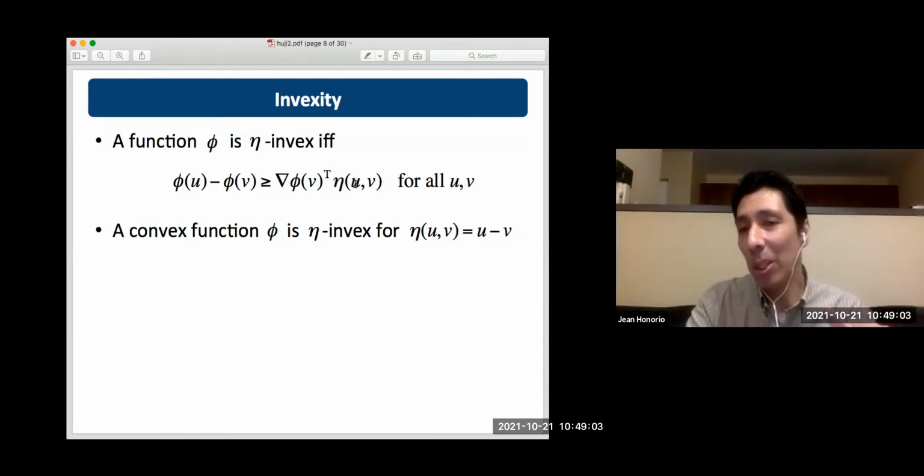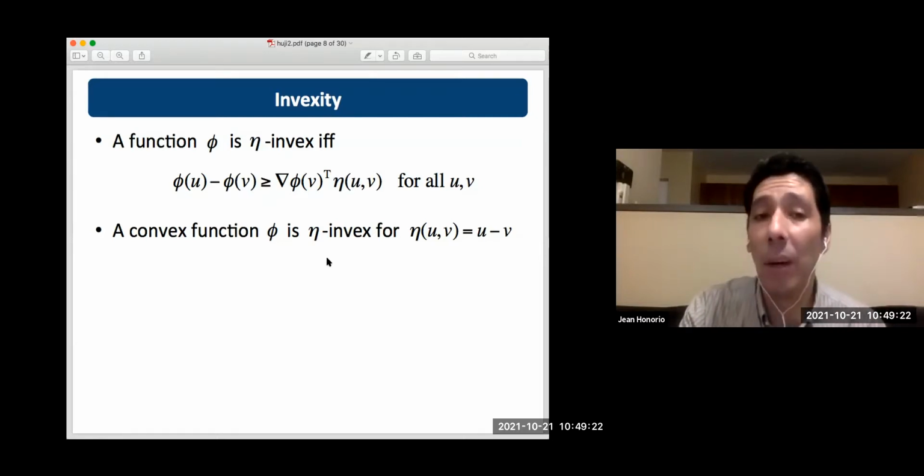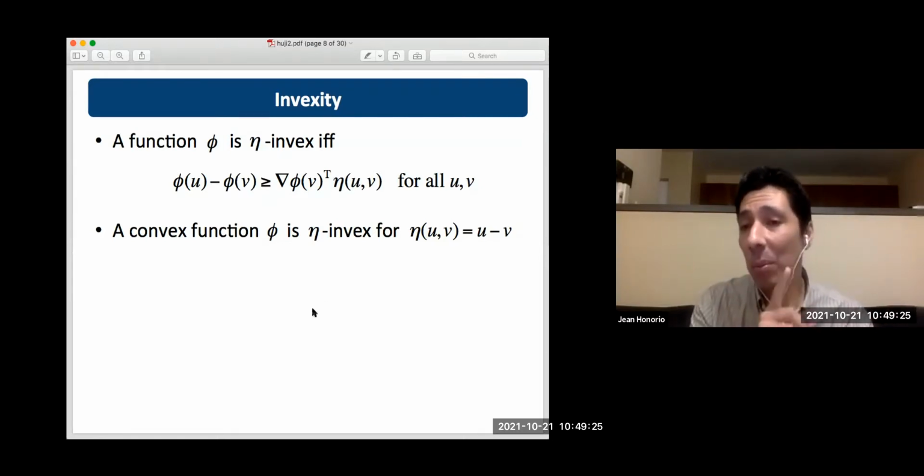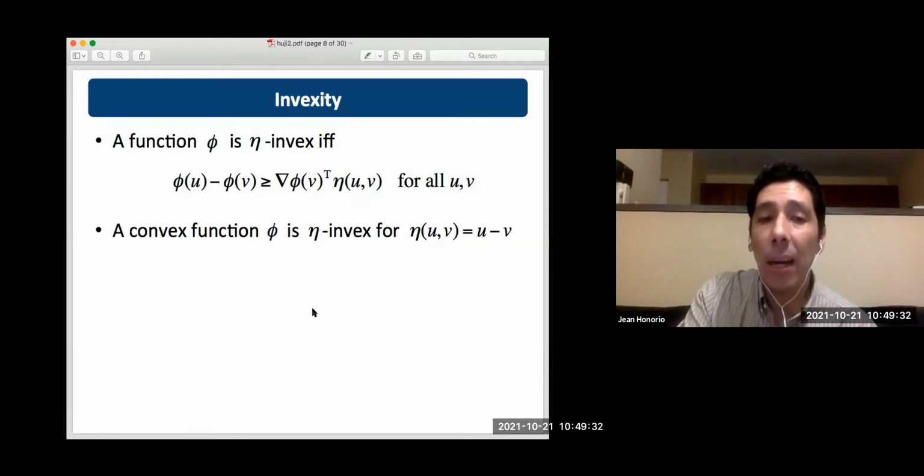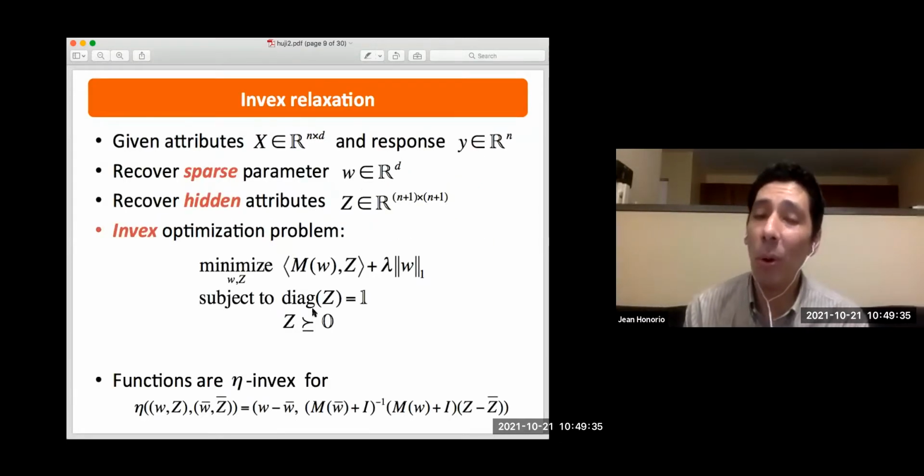If you have seen that definition, you will notice that this definition is very similar to the definition of convexity. So a convex function is actually eta invex when we make eta of u comma v equal to u minus v, just the difference between the 2 points. If you plug that eta function there, that is precisely the definition of convex functions. So this definition is quite interesting, and I will explain a little more later. What I want to say for now is that the optimization problem that I showed you before, although it's non-convex, it is invex, okay? So that's the same optimization problem, but here you might be asking, what is the eta function that relates to that particular problem?